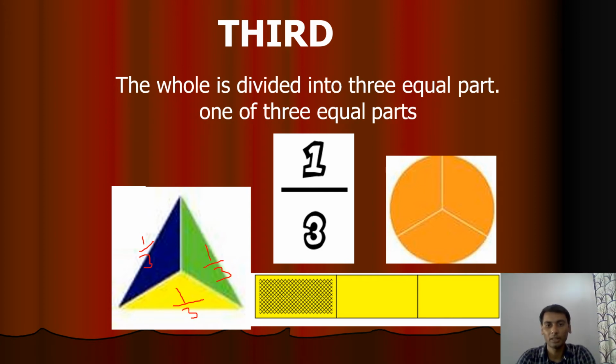And now the circle is here. This is also divided into three equal parts. That means all parts are 1 by 3 of this whole circle. The whole is divided into three equal parts. That's why we write here 1 by 3. And here is also 1 by 3. This one is also 1 by 3. In this way we can find one third of any object.